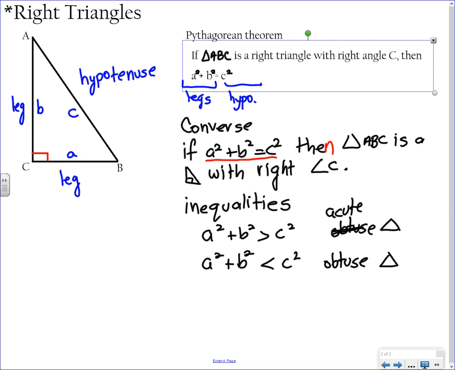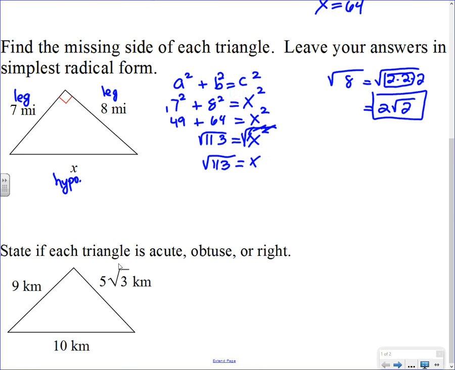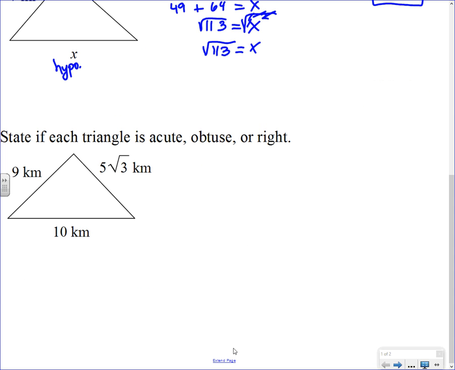Okay, so on the example that I was looking at earlier, they gave me the measurements, and the question is whether the triangle is acute, obtuse, or right. So here's the way you do it. Just write the Pythagorean theorem. I'm going to write a squared plus b squared is equal to c squared. I don't know if it's equal, smaller, or larger, so I'm going to put a question mark right here.